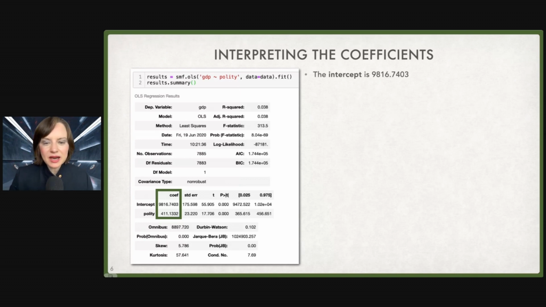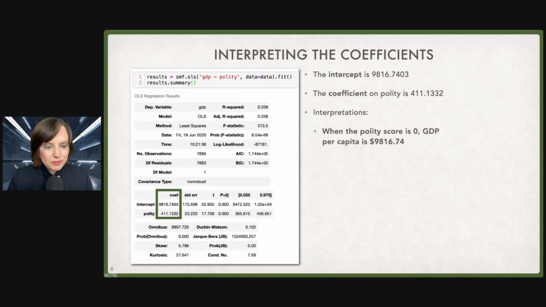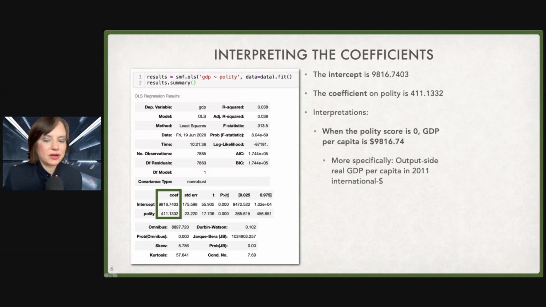All right. So the intercept is 9,800. The coefficient on polity, our independent variable, is 411.1332. Okay. What does that mean? So here's what this means. If you're preparing some homework for a statistics course, this is how you say it. When the polity score is 0, GDP per capita in the countries, in the entities in our data set is $9,800. More specifically, output side, real GDP per capita in 2011 international dollars.